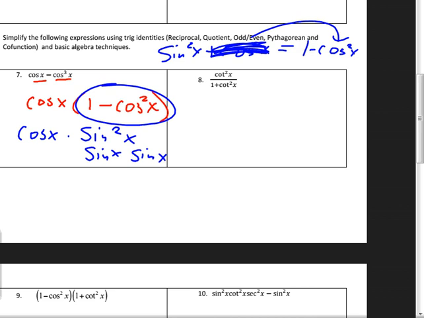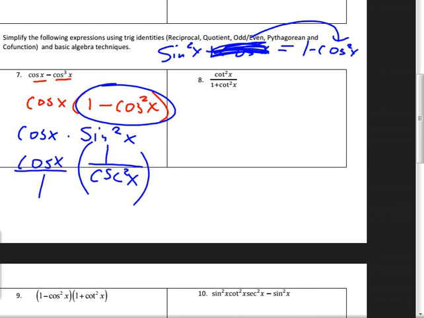Okay. I'm not leaving yet, are we? All right. So trying to think how I'm going to simplify this further. I'm going to go with the 1 over cosecant. Such a hard time writing cosecant. And I'm going to see if this helps. So that's cosecant and cosine over cosecant squared.